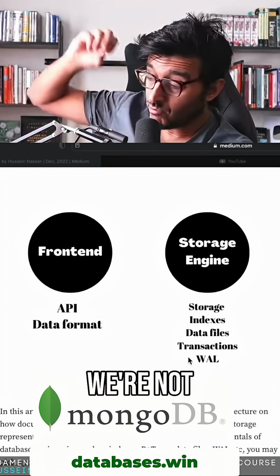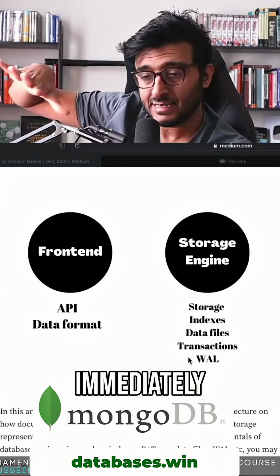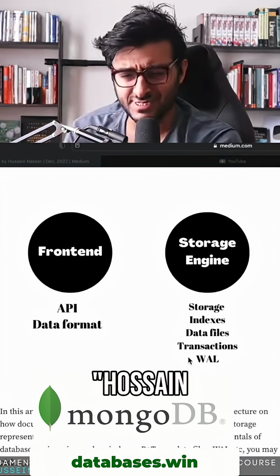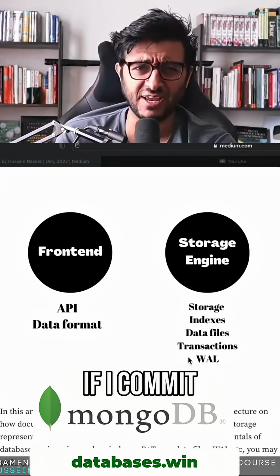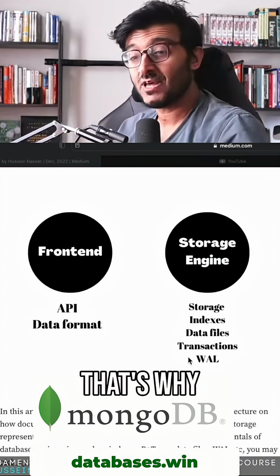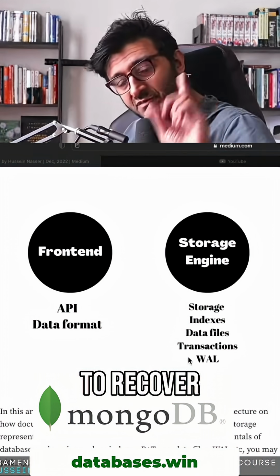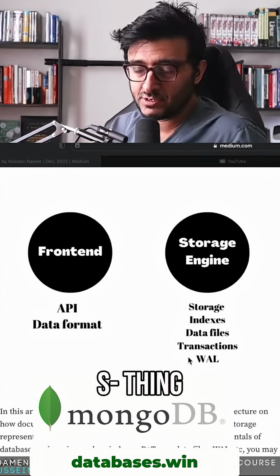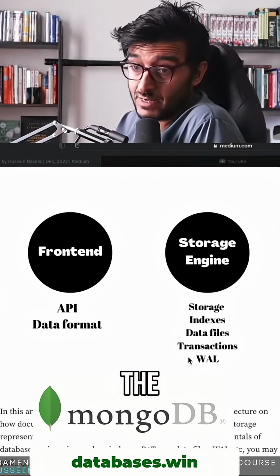So we're not writing immediately, right? We're collecting these changes. You might say, Hussein, but wait a minute. You're writing to RAM? If I commit, you're writing to RAM? What if I crash? That's the problem, right? So that's why, in order to recover from a crash, we create this thing called WAL, the write-ahead log.